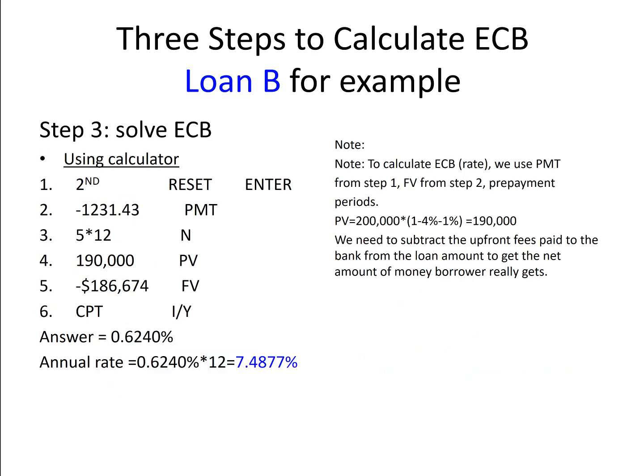To solve the effective cost of borrowing for loan B, the monthly payment is $1,231.43. It is a cash outflow, a negative value here. Number of periods equals 60 months. Present value is $190,000, which is the $200,000 loan minus 4% upfront fees minus 1% upfront mortgage insurance. The future value at the end of year 5 is from step 2, which is $186,674. We can compute the monthly rate is 0.6240%. The annual rate is 7.4877%.